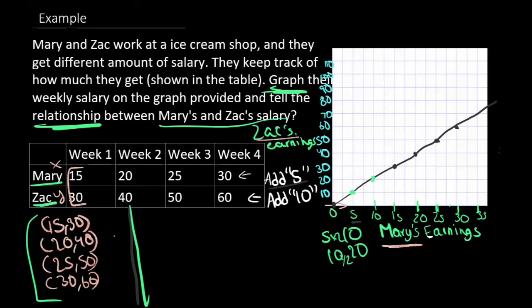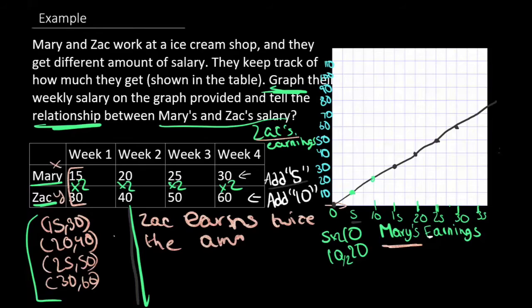Mary times 2 will equal Zach. So let's check. 15 times 2 is 30, yes it is. 20 times 2 is 40. 25 times 2 is 50. 30 times 2 is indeed 60. So that means our rule, or our relationship between Mary's and Zach's salary, is Zach earns twice the amount Mary earns. So we can write that down: Zach earns twice the amount Mary earns.